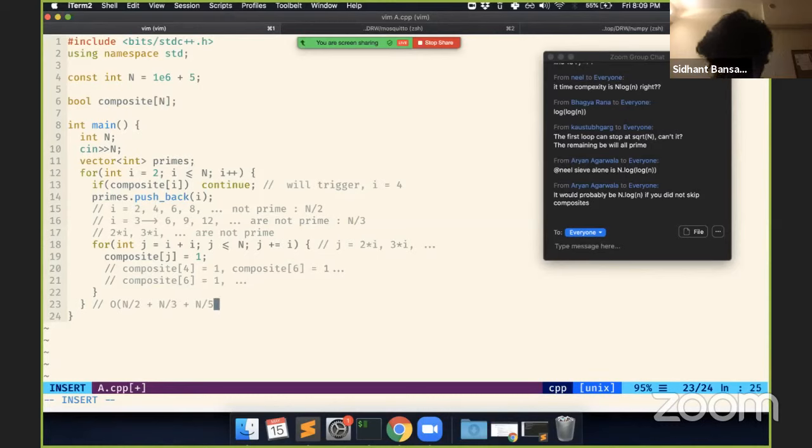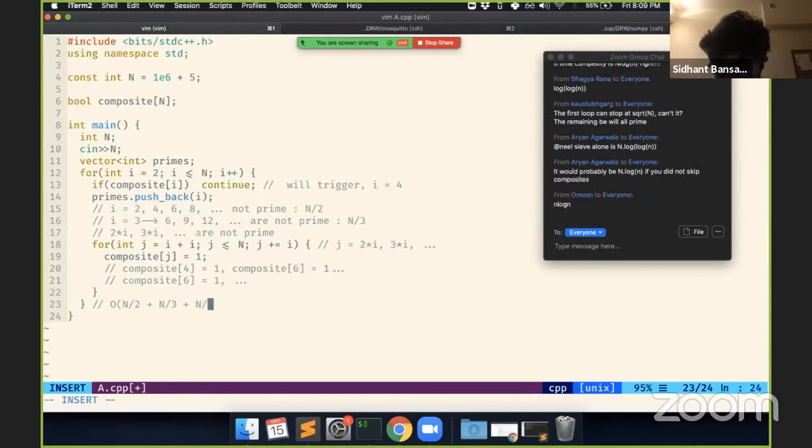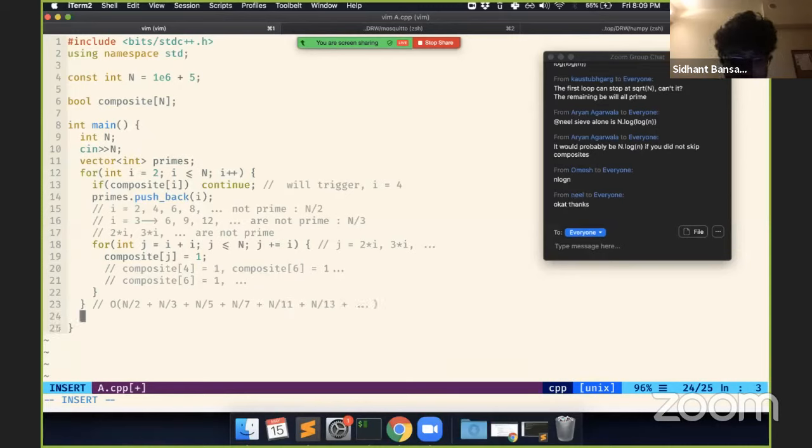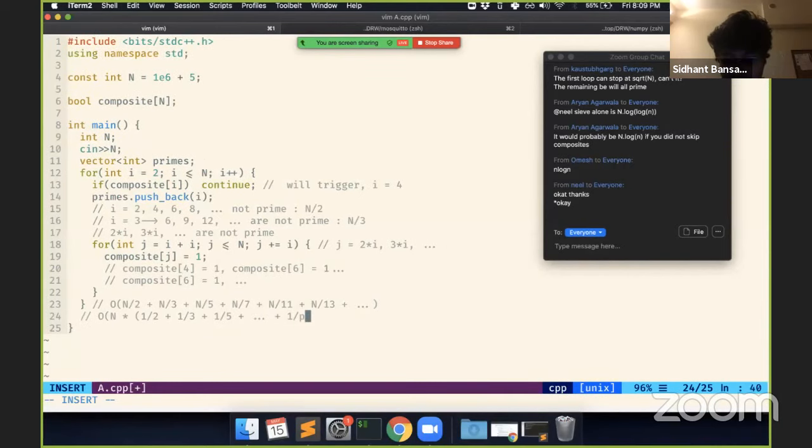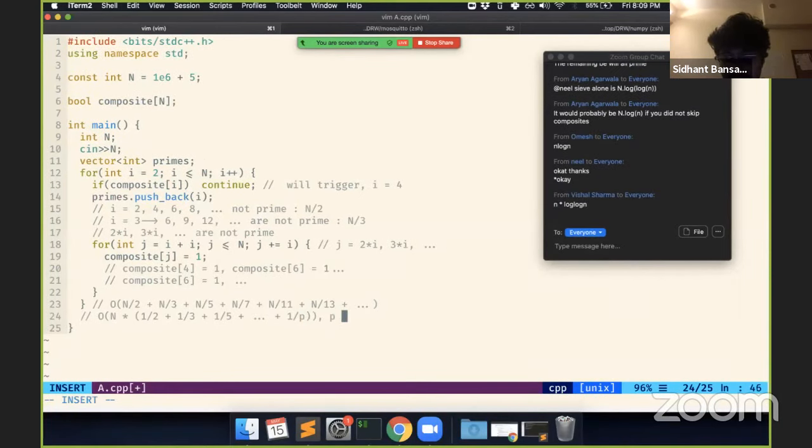Then it takes n by 5 steps, not n by 4, because when i was 4, line 13 got triggered and that's why you never went to line 18. So n by 5 plus n by 7. Again, 6 won't be triggered because it will be composite. So all these numbers that I'm adding here are primes. And this thing is equal to, as we also did in the complexity analysis session, the sum of 1 by p in general, where p is prime. And this thing comes out to be order n log n.